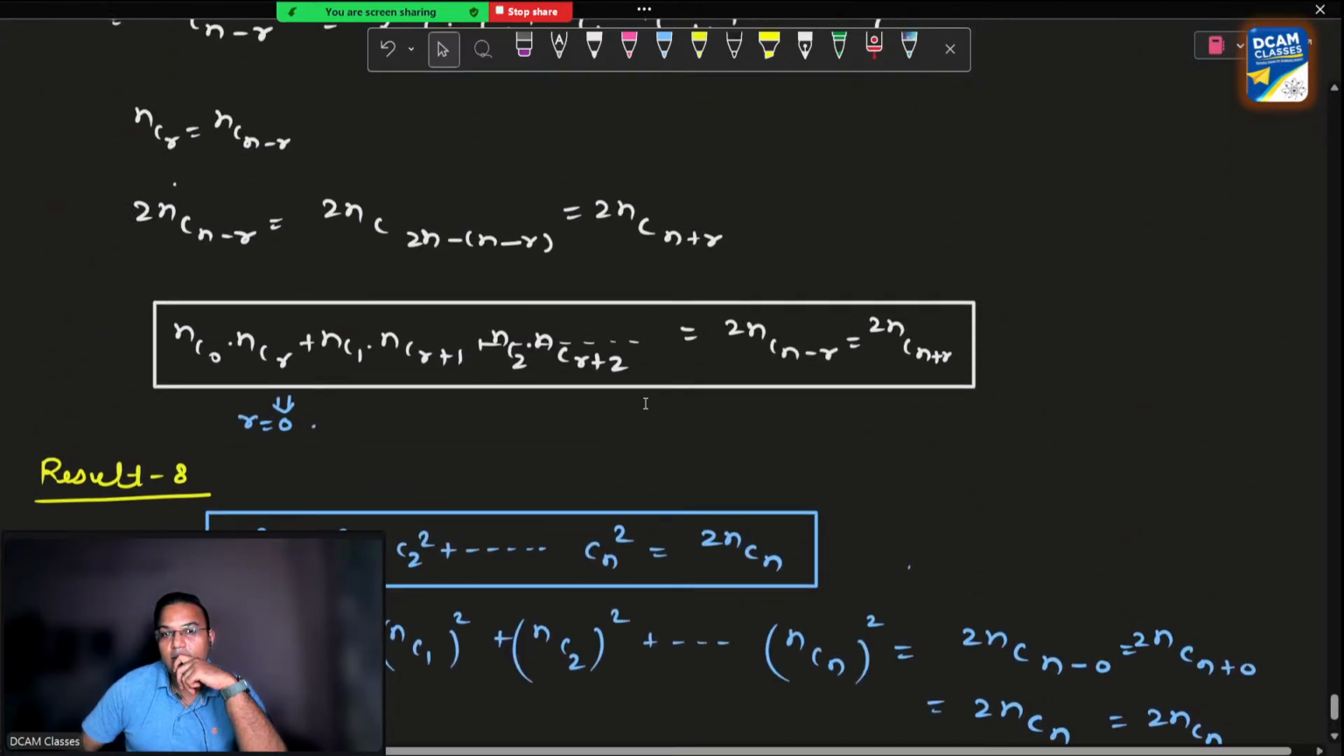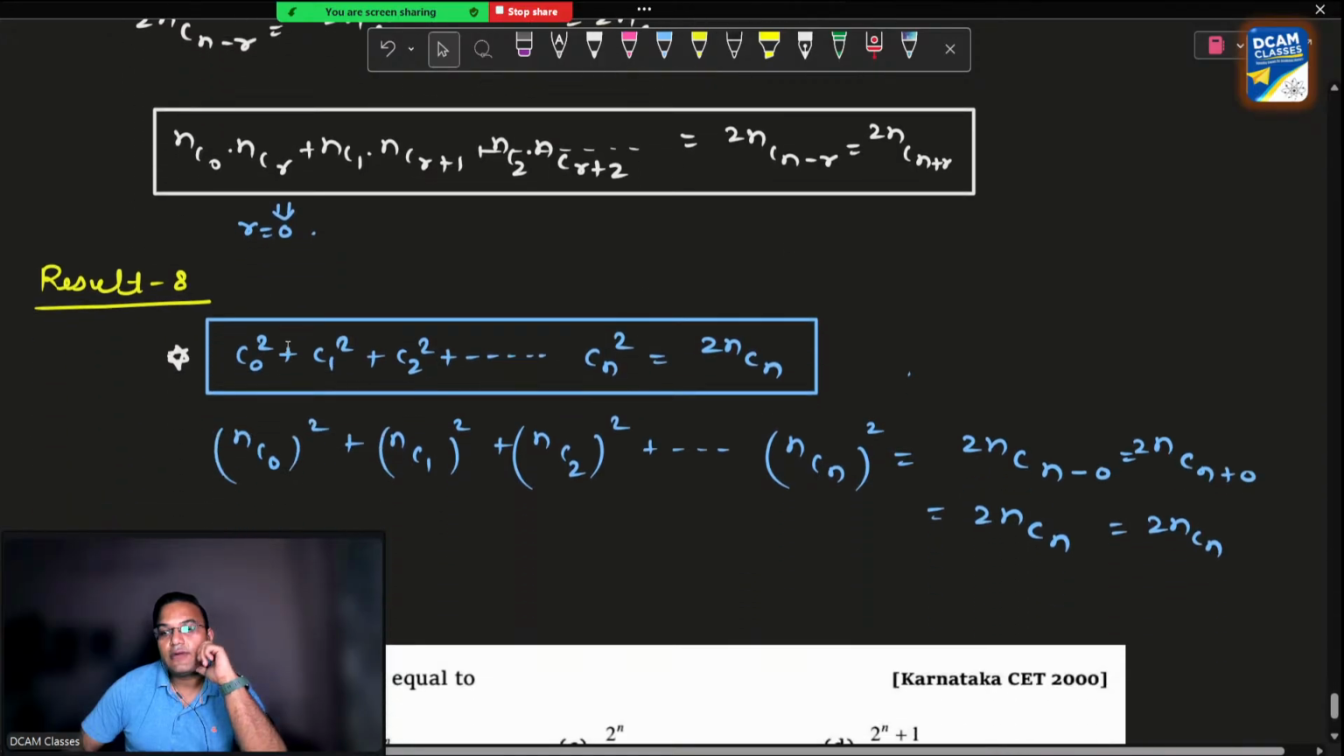Okay, okay. Actually, I taught one concept only. I gave this formula and asked to derive this result: NC0 whole square plus NC1 square. You'll get this result by putting r is equal to 0 in the previous result that we have got.